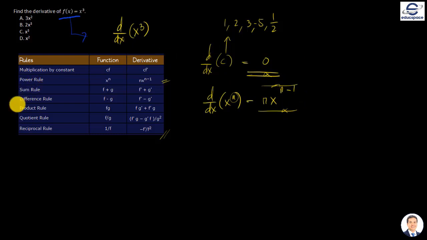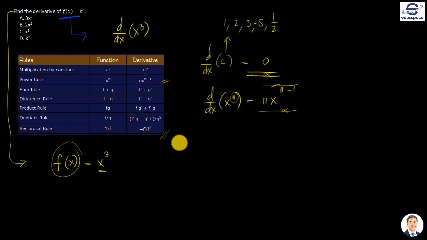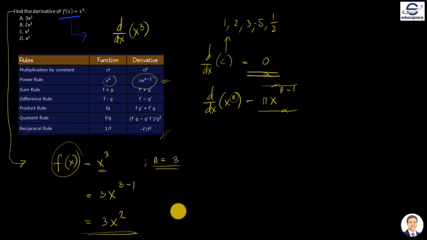And we have, of course, the sum rule, difference rule, up to the reciprocal rule, which I hope later on we can provide some examples of. So going back to this problem, find the derivative of f of x equals x cubed. Again, we want to differentiate this. Using the power rule, n here, from this formula, is equivalent to 3. This means that we have to use this 3, x raised to 3 minus 1. So therefore, we have 3x squared, which means the answer here is letter A.